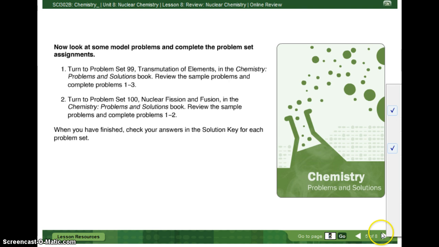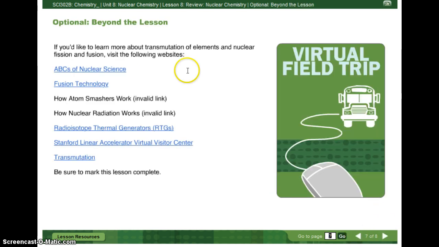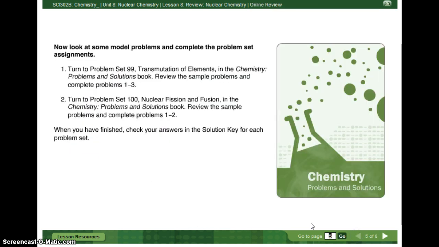And then we'll look at our problem book. There's a quiz, and then there are some other websites if you're interested in looking at those. So those are on slide number 7. Alright, so we will go to our problem set now.